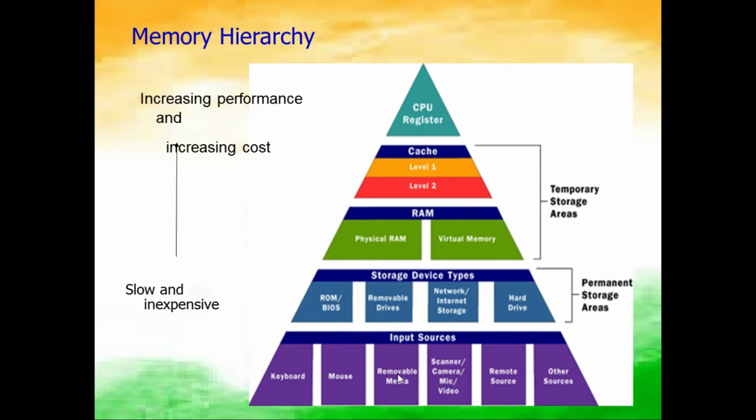In the memory hierarchy, these are the devices where we use the memory. These are what we call input sources. These are the storage devices, which are permanent storage: ROMs, BIOS, removable devices, hard drive, etc. And these are the temporary storage devices, that is physical RAM, virtual memory, RAM and cache memory, and this is the CPU.